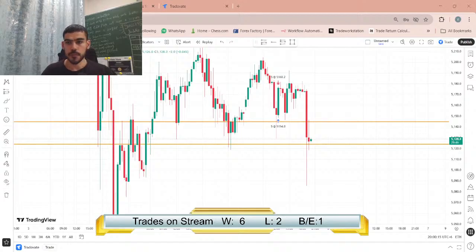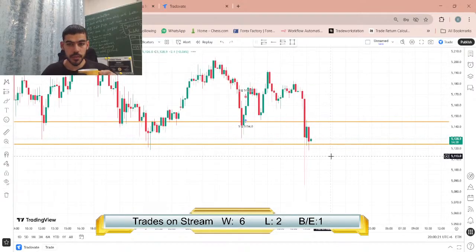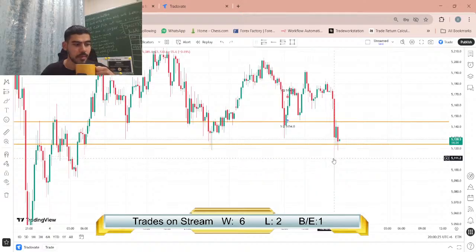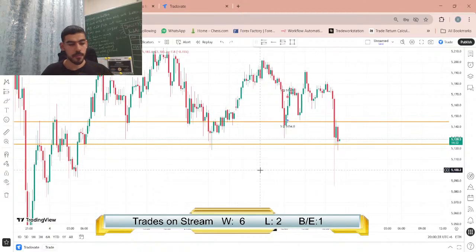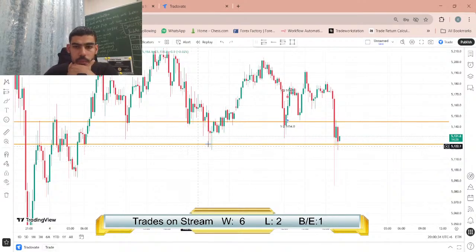Alright, so oh, it closed inside back in the range. That's not good at all. That is not good at all. We have this rejection still.